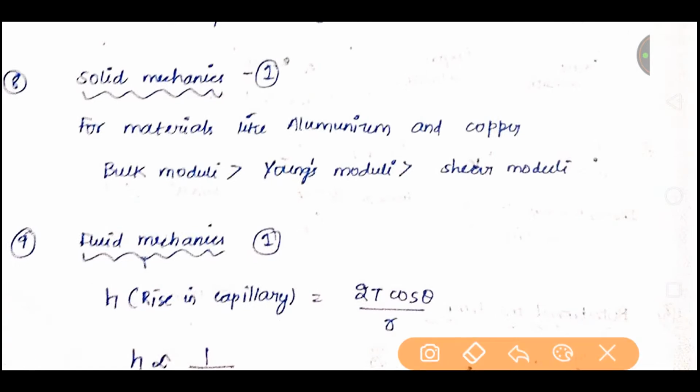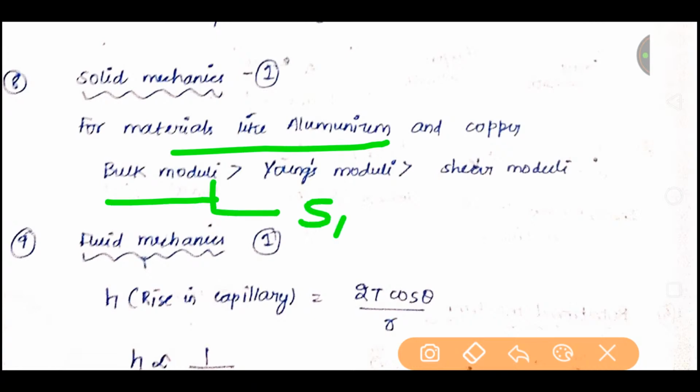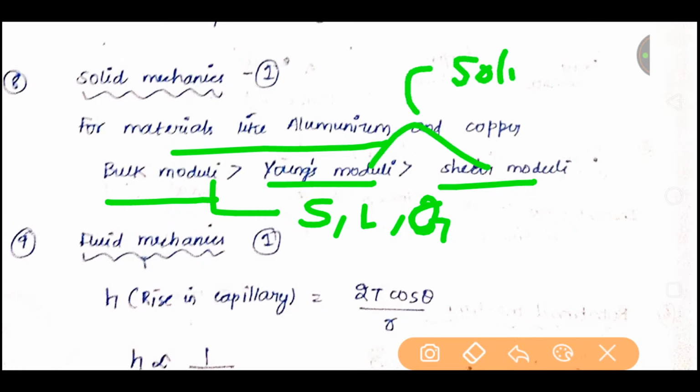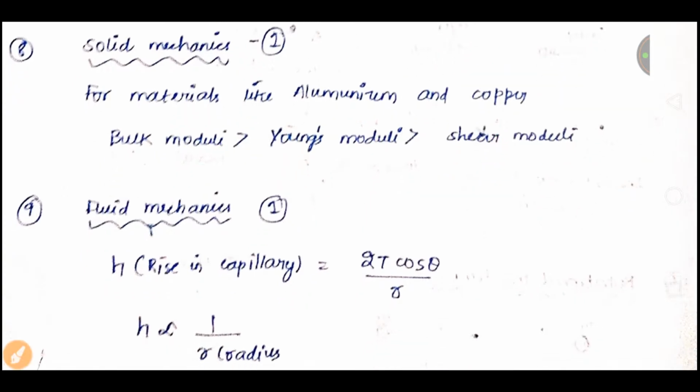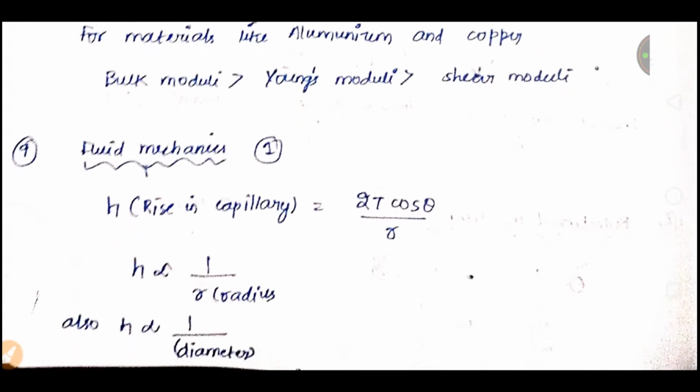Now solid mechanics, it's a fact based question. For materials like aluminium and copper, bulk modulus is first. See, bulk modulus is the only modulus defined for solids, liquids and gas. Then comes Young's modulus value, then comes shear modulus. Young's modulus and shear modulus are defined only for solids. So it's a basic fact. For materials like aluminium and copper, bulk modulus value is more than Young's modulus, which is more than shear modulus.